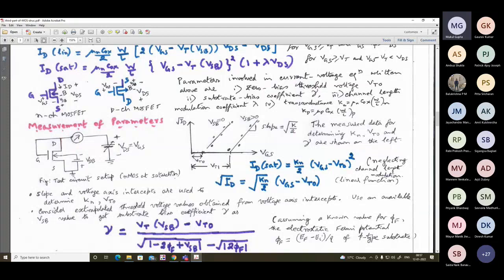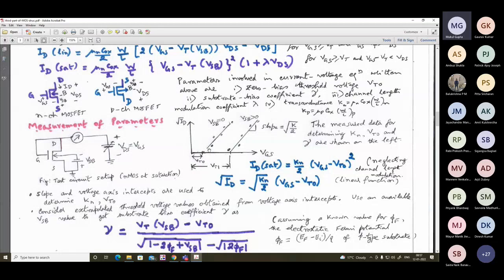For VGS equal to VT, you see the curve almost coincides with the voltage axis. And for VGS above VT, suppose VT equal to 1 volt, then VGS should be at least say 1.5 or 2 volt, so we get a measurable value of current. But with VGS exactly equal to VT, the current is almost negligible. That's why this curve may not touch the voltage axis experimentally, so you have to do it by extrapolating the curve.